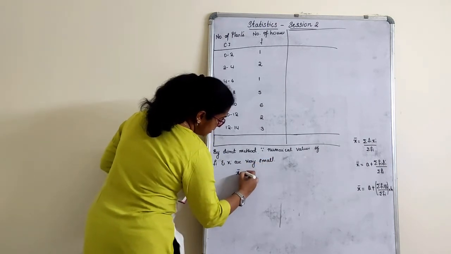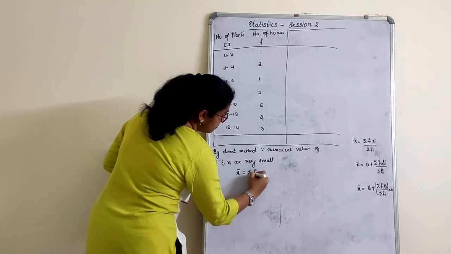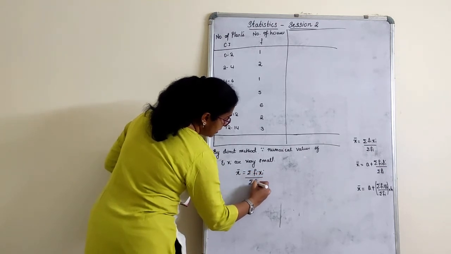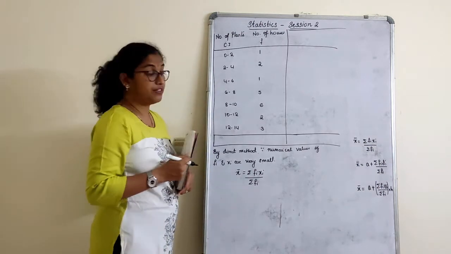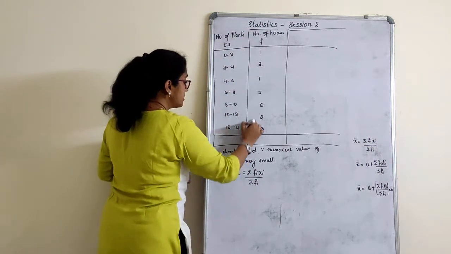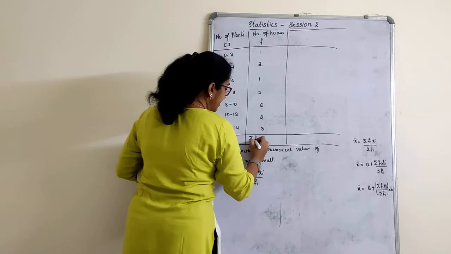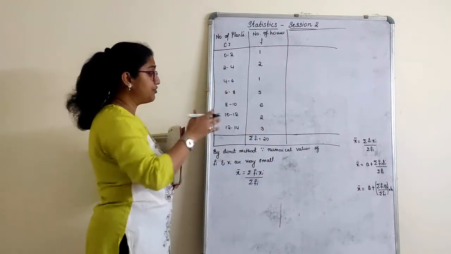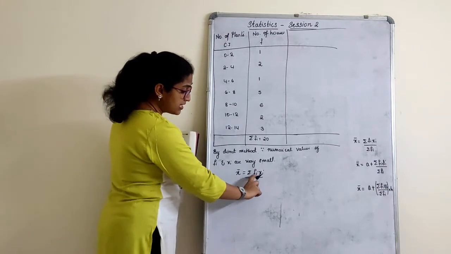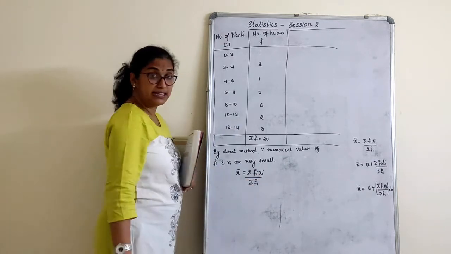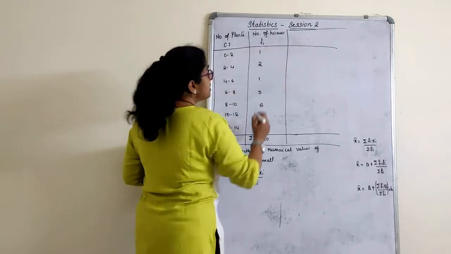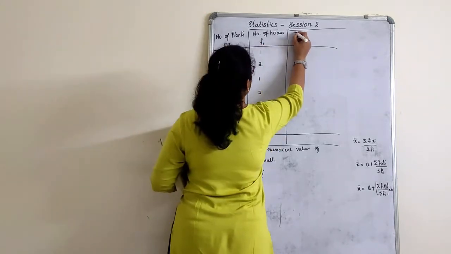So mean is equal to sigma fi xi divided by sigma fi. Let us see, do we have everything? First of all, I require sigma fi. I need not add because it is already given that there are 20 houses. Sigma fi, the sum of the frequencies, is 20. What else do I want? I want fi and xi. fi is there. What is xi? xi is nothing but the class mark.